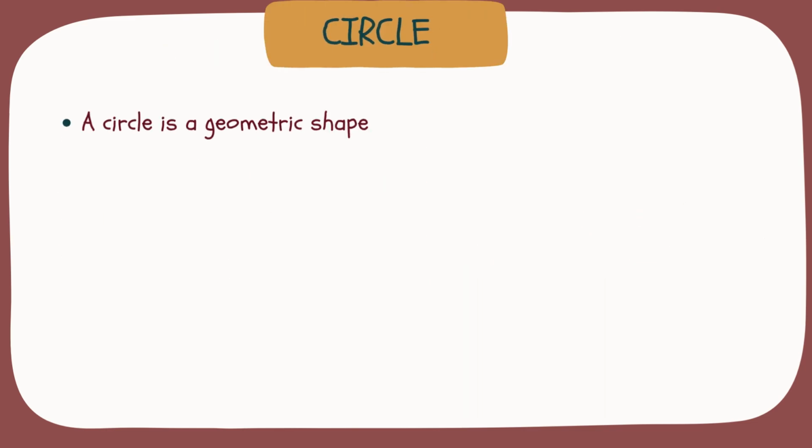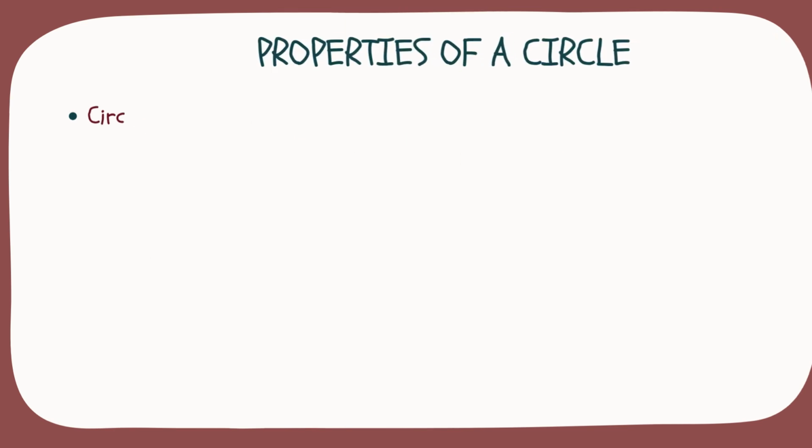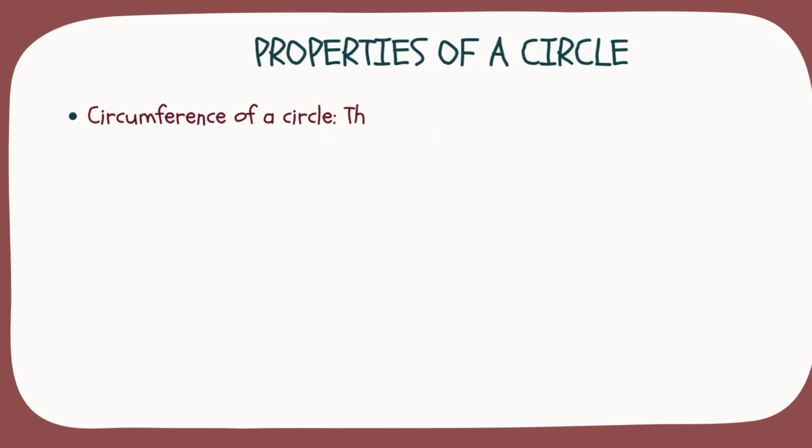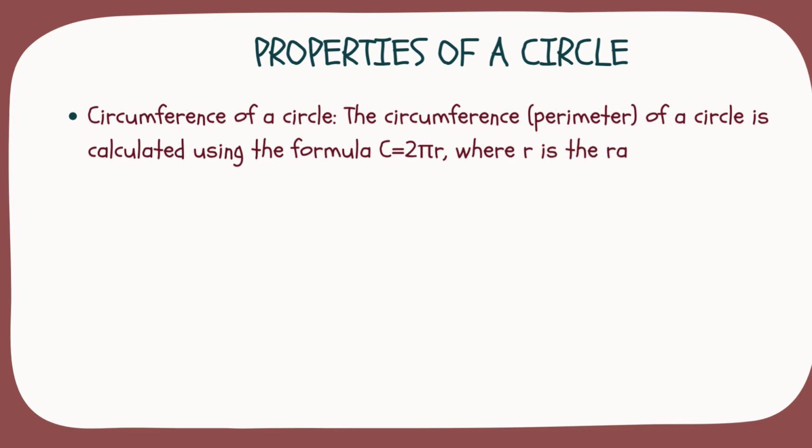Circle. A circle is a geometric shape in which all points in the plane are equidistant from the center. The distance is called the radius of the circle. Properties of a circle. Circumference of a circle. The circumference, or perimeter, of a circle is calculated using the formula C equals 2 times pi times r, where r is the radius. Area of a circle.